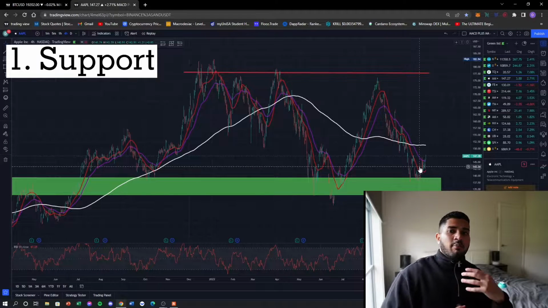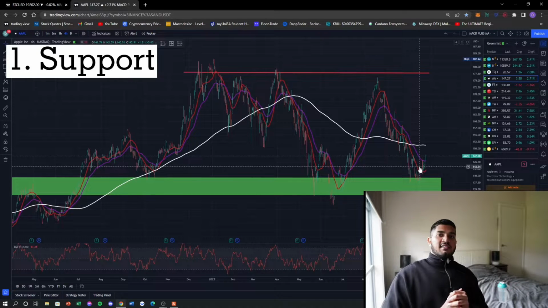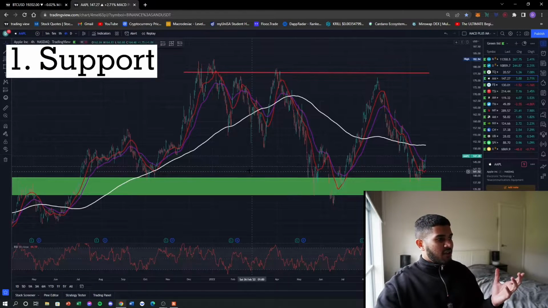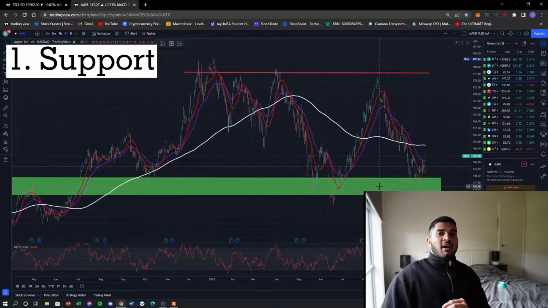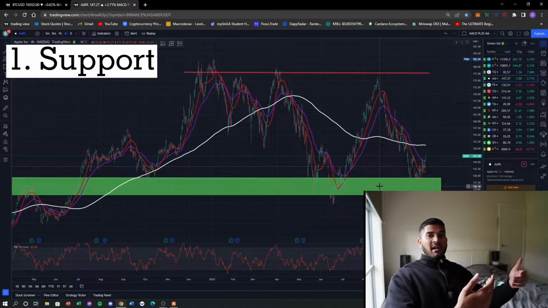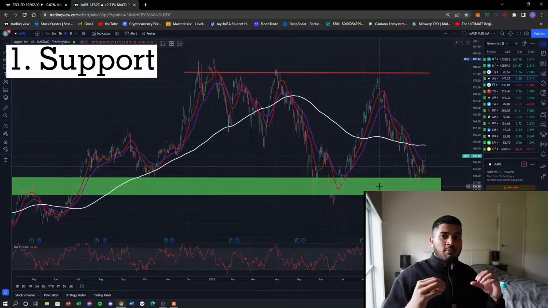So that is basically what support is. It's where the buyers step in because they view that as an area of value. If we're looking at this range, that is where the buyers think, okay, this is a good place to get in, and based on my trades or my investments, I feel like that's a good place to get in. I would be willing to buy at that price, and that is why support forms.